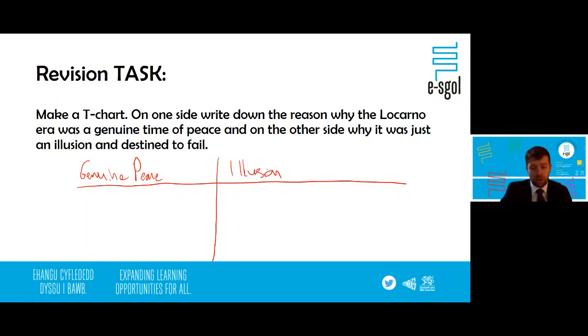It was made to look like there was peace, but underlying deep-seated hatred still existed between the countries, and war would break out any moment. All it needed was a spark to break out. So what was it that meant that actually in some ways this was an era of genuine peace? Well, we could start probably with the Locarno treaties themselves.